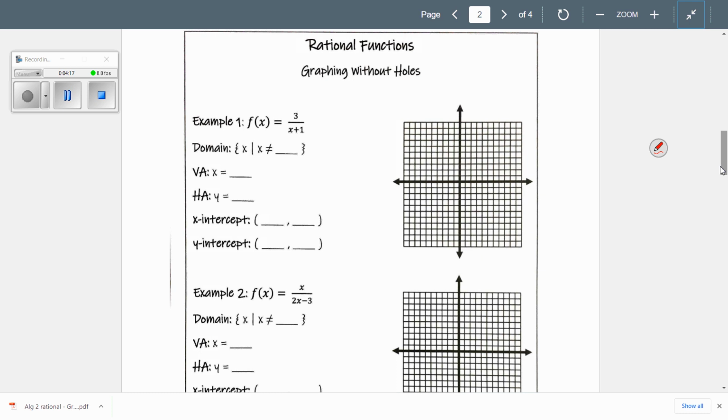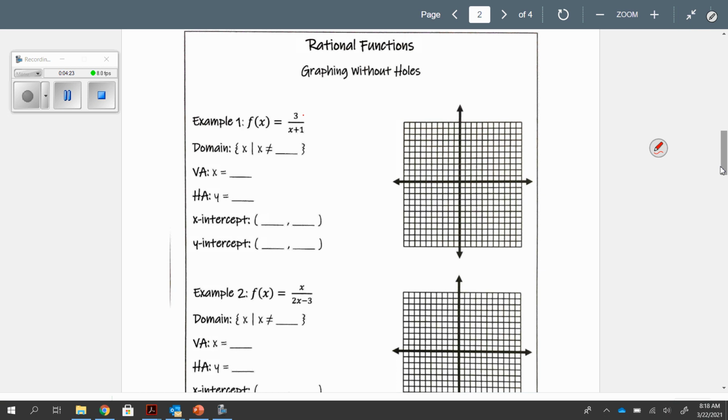So to find the x-intercept, it says set the numerator equal to 0 and solve for x. So the numerator, remember, is the top one. So to find the x-intercept, 3 equals 0. That doesn't work. That doesn't tell the truth. So the x-intercept is none.